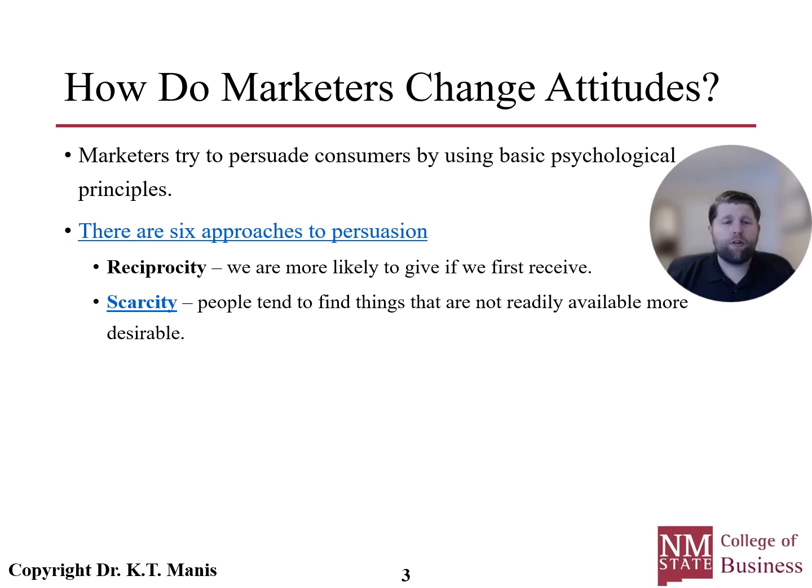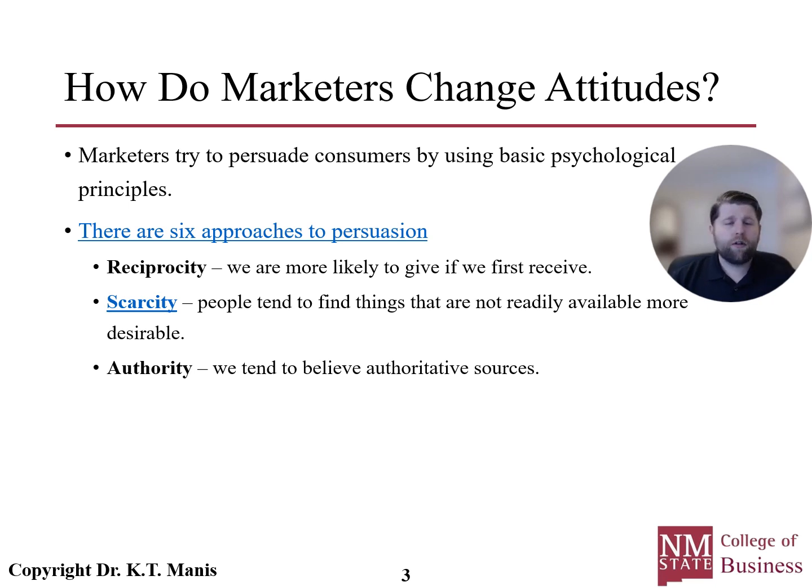The second approach is scarcity, where consumers tend to find things that are not readily available more desirable. Marketers will oftentimes employ phrases like "only 5 left" or "offer expires at midnight" as powerful motivators to get consumers to purchase their products. You might have also seen these whenever you go to purchase plane tickets or whenever you're looking to book a hotel, because they want you to believe that there is a limited inventory available.